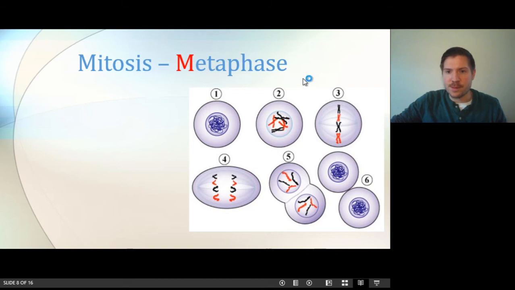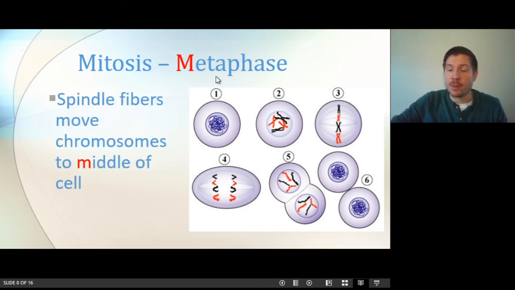So after prophase, we're going to move into metaphase. One way to remember metaphase is M for metaphase, M for middle. The chromosomes line up in the middle of the cell. The spindle fibers, which are these things here, are attached to the chromosomes and they move them into the middle of the cell in preparation for splitting. So here we are in metaphase, everything's lined up nicely in the middle there.